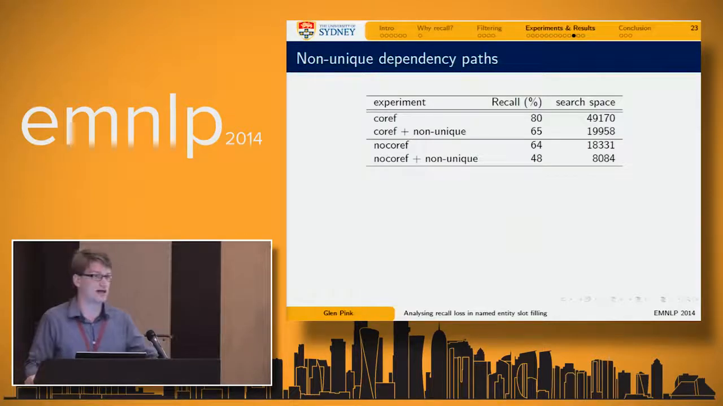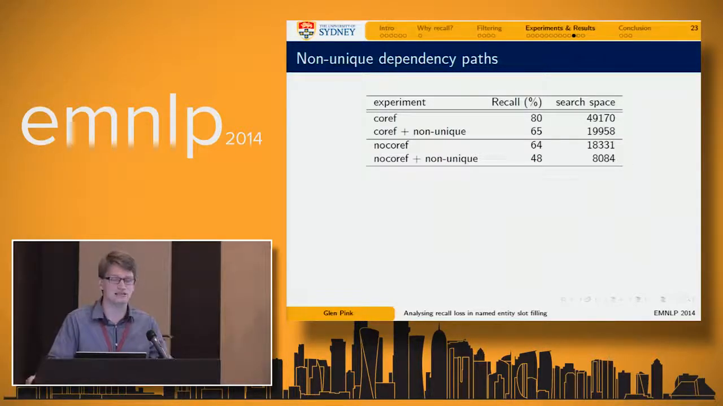And you can see that by filtering out entity pairs that have unique dependency paths between them, you're cutting down your upper bound of recall substantially. Of course, this is just looking at unique paths, and there may be paths that only occur twice, and that's possibly not that useful either.